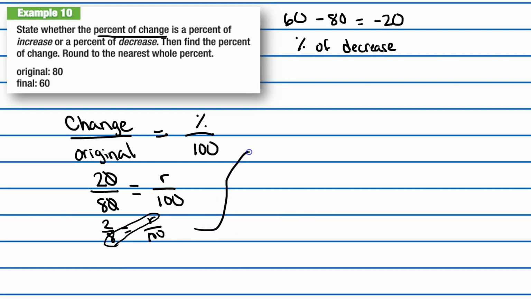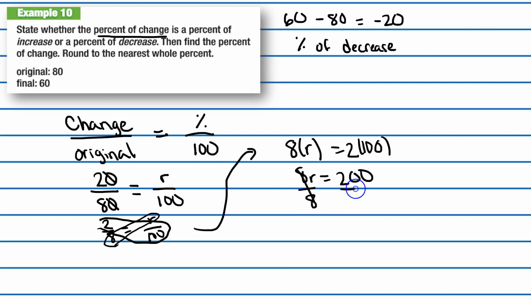So I'm going to continue showing my work over here. 8 times R is equal to 2 times 100. And we still want to find out what R is. So 8R is equal to 200. And then we're going to divide both sides by 8. R is equal to 25.